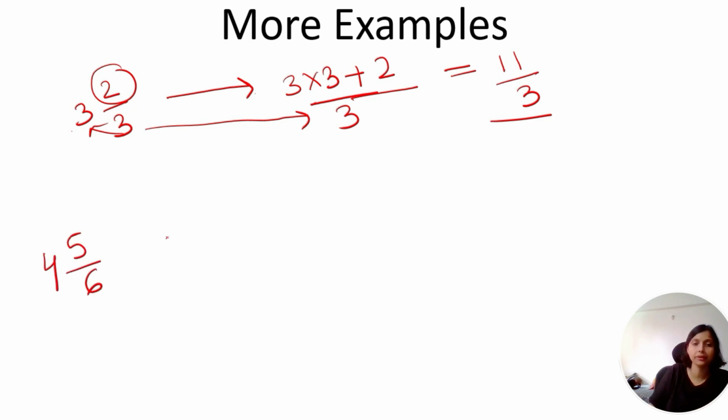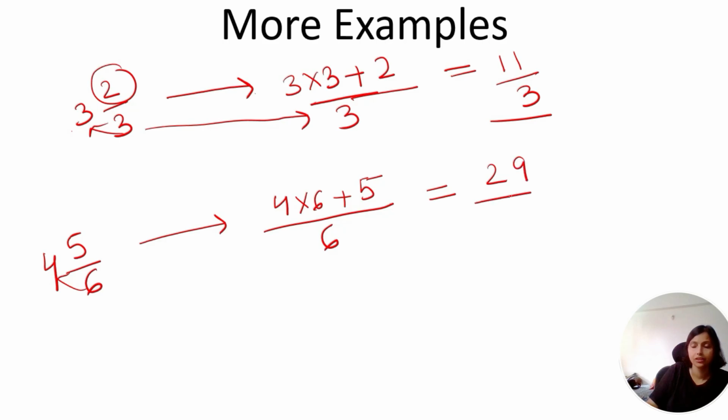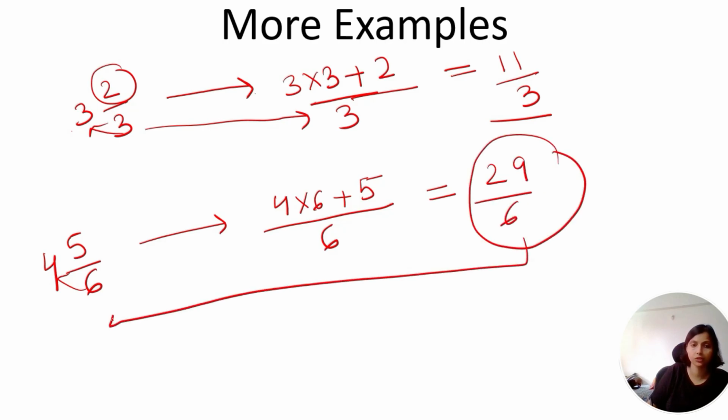Let's see one more example, 4 5 by 6. To get the numerator of the improper fraction, I will multiply 4 into 6 and add the numerator of the proper fraction. The denominator will remain the same. So this is the improper fraction corresponding to this mixed fraction.